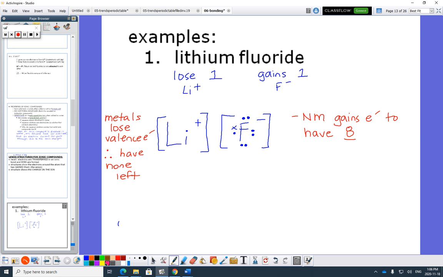So when you do ionic compounds, two things are different from when we are going to do covalent. So you have to have square brackets. And you have to have the correct ionic charge. So if this was -2, it would have to say -2, okay? It's not always 1.